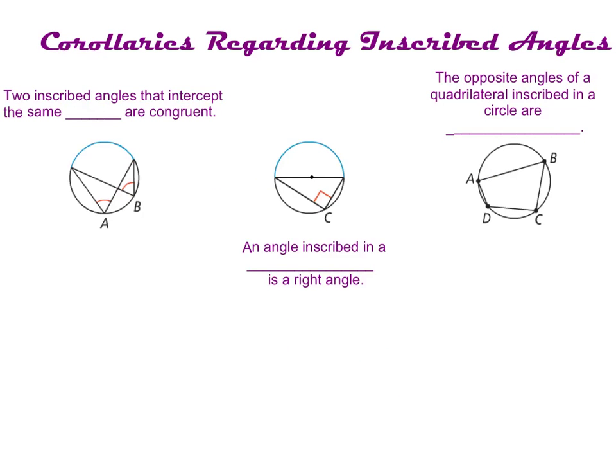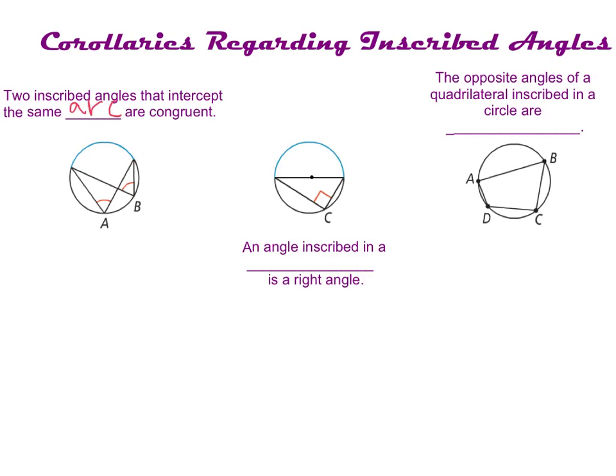Now we've got some corollaries that we can go through. The first one: 2 inscribed angles that intercept the same arc are congruent. So because these 2 angles, A and B, intercept that same arc right there in the middle, I know that A and B have to be the same.